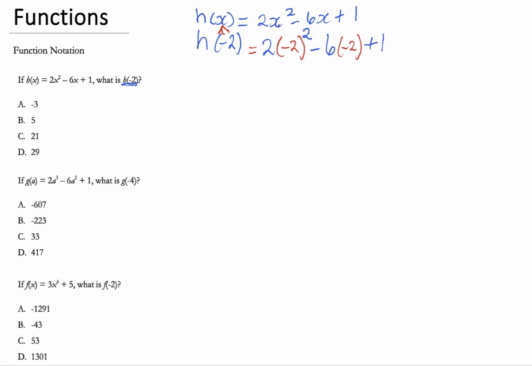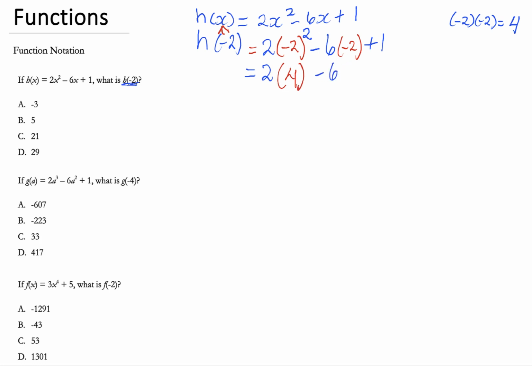Once you've replaced your x by its numerical value, we're now on to PEMDAS: Please Excuse My Dear Aunt Sally. In this function, I see exponents, multiplication, subtraction, and addition. So the first thing we're going to do is our exponents. Negative 2 times negative 2 will give me a positive 4. So I have 2, and when I calculate negative 2 to the second power, I get positive 4.